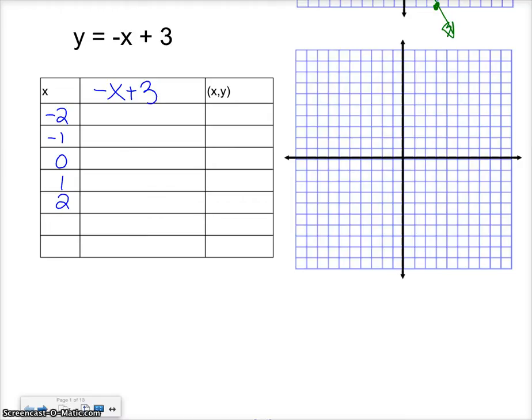So then you start plugging in. You put the negative 2 in there, so this is negative a negative 2 plus 3. What's negative a negative? Plus. It's positive, right? It's plus, plus, or positive. So this is 2 plus 3, 5. So my point is negative 2, 5. And I'm just going to pause this and fill the rest of the table out.